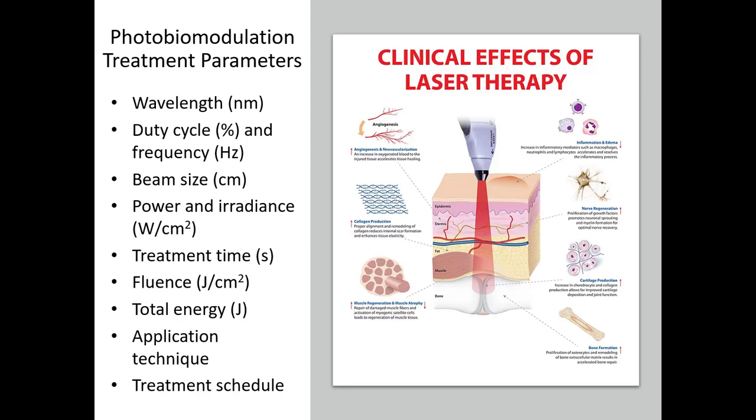Photobiomodulation treatment parameters. Light therapy can be described with its wavelength, which is measured in nanometers. It can also be described with a duty cycle and its frequency. The duty cycle is the percent of time that the laser or light source is active. This is represented as a percentage of time. Something that has 100% duty cycle is active all the time.